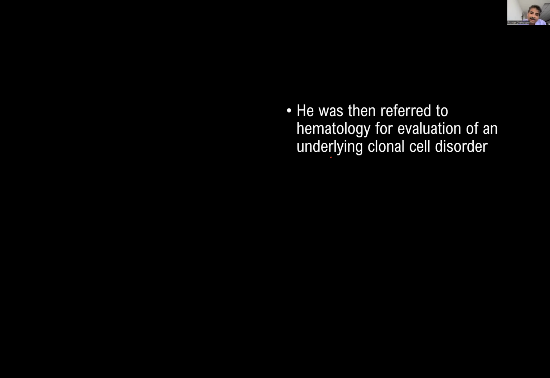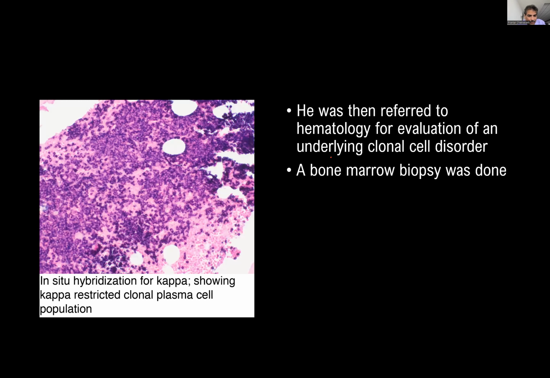So he was then referred to hematology. He was labeled as MGRS. He was referred to us for evaluation of an underlying clonal cell disorder. We did a bone marrow, and this is kappa, showing kappa restricted clonal plasma cell population. But as luck would have it, 5% to 9% plasma cells.